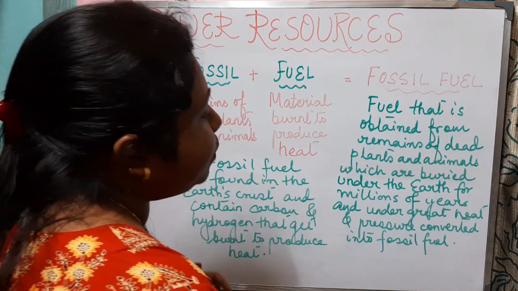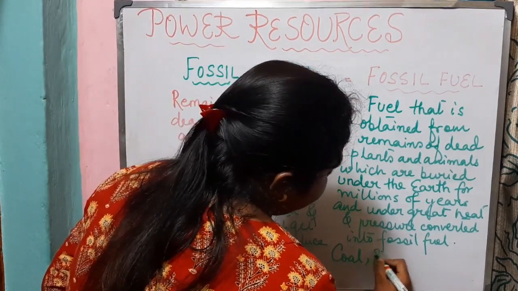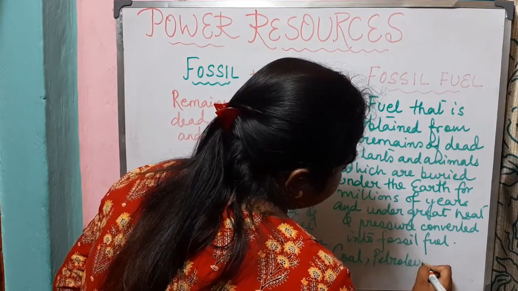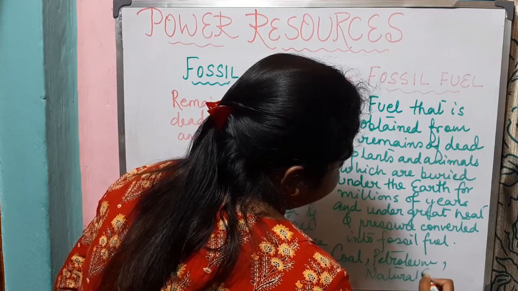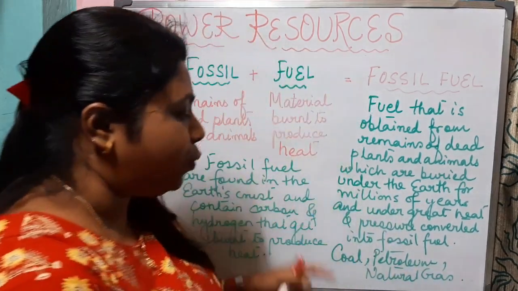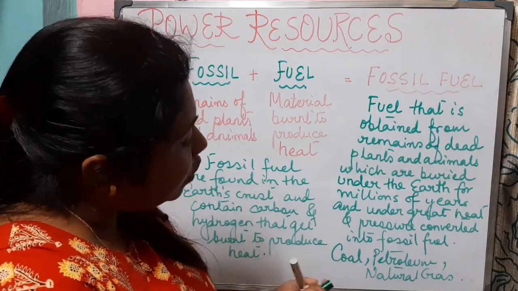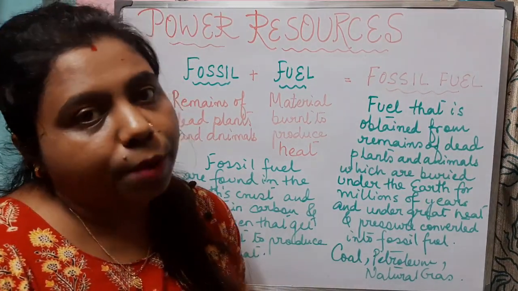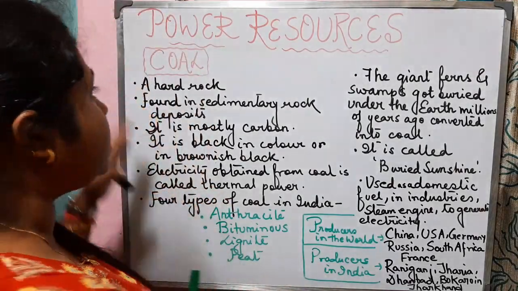Now, which are the examples of fossil fuel? The examples of fossil fuel are coal, petroleum and natural gas. In this chapter, we will read about coal, petroleum and natural gas. Today, only we will read about coal. So, let us know about coal. The first fossil fuel that we will read about is coal.